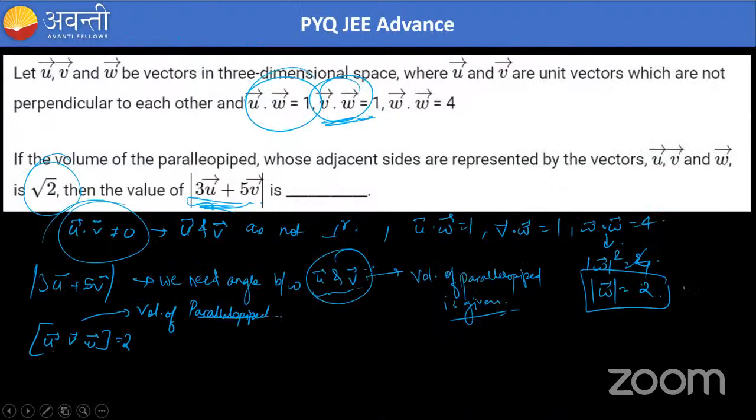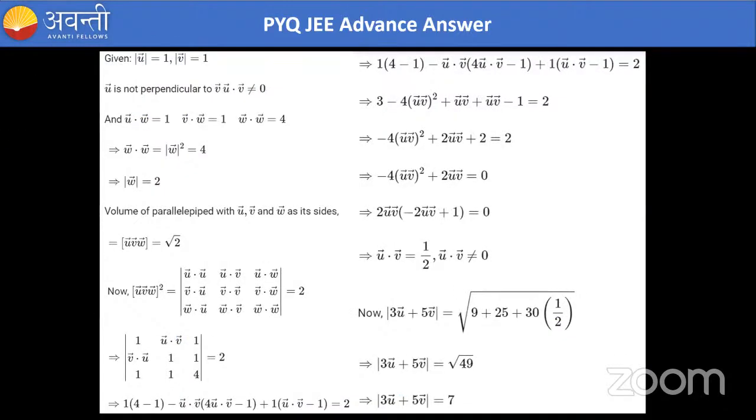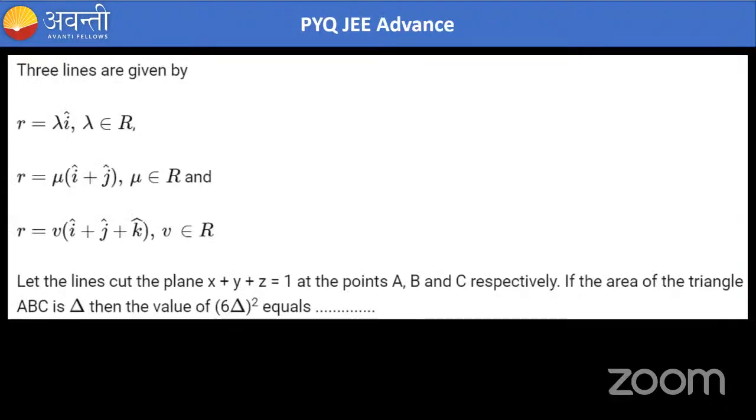So therefore, the answer to our question, mod of 3U bar plus 5V bar, we have found out to be 7, right guys? So the value of the answer to this question is 7. Okay. Now let us move on to another question and try to find out the solution.